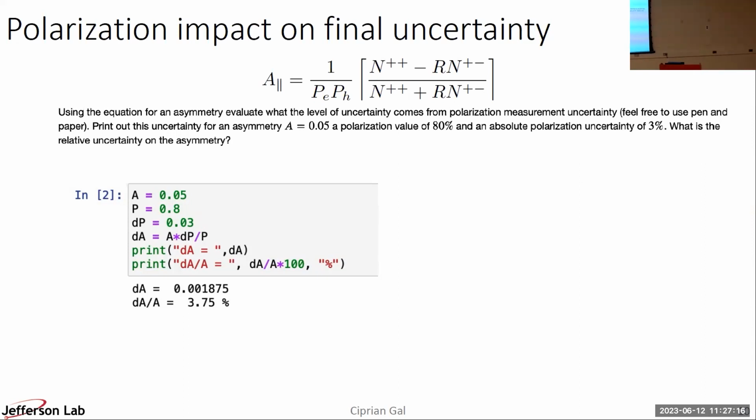So what does that mean? Who has the talking eraser? You need to pass it on. So what does that mean? The ΔA over A, yeah, that it's 3.75% of the actual asymmetry. Sure. So what is it useful for me to measure A? To what precision should I measure A? How long should I run the EIC to get A if my polarization uncertainty is that?